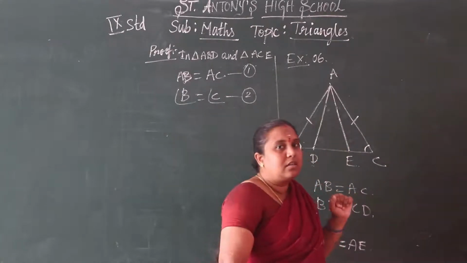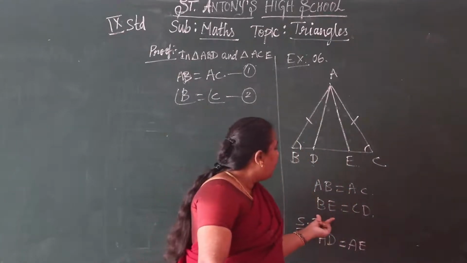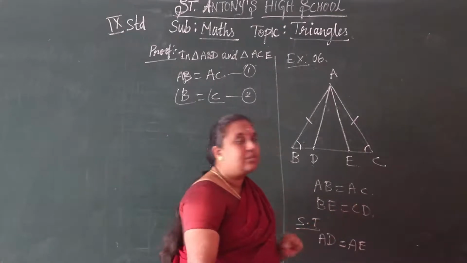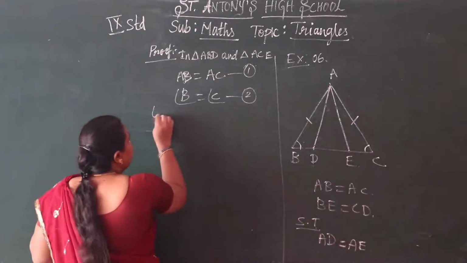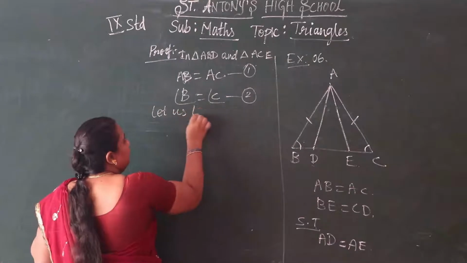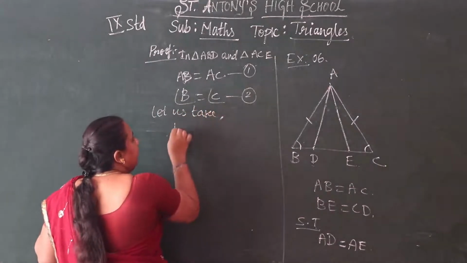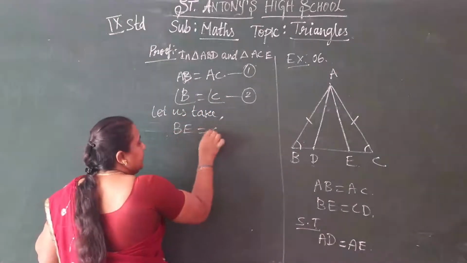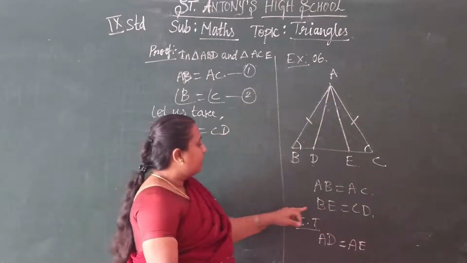How to take the third concept? Okay, we know the other one. It is given BE equals CD. Okay, let us take BE equals CD.